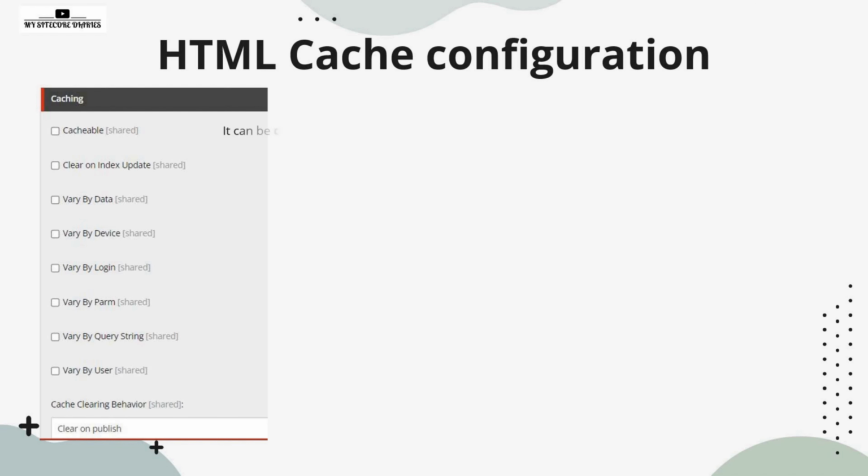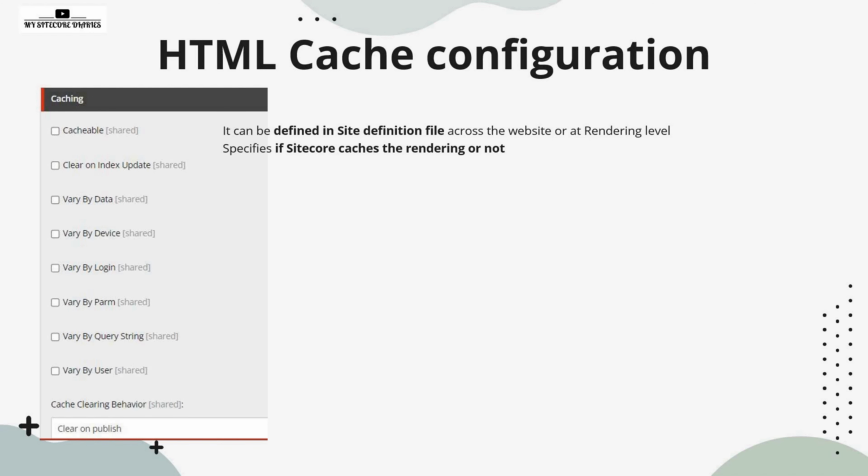The first checkbox which is available is Cacheable. It can be defined inside the site definition, across the website, or at a rendering level. If you apply it at the site definition, it will be across the website, but at the same time it can be done at the rendering level also. So if you have, say, a hero banner component which you want to cache, then you can select this Cacheable checkbox. These are all shared fields, so it will be done for all the languages. This specifies whether Sitecore caches the rendering or not.